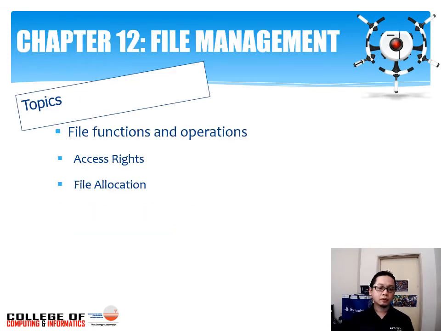For chapter 12, we are going to talk about file management. Basically, files are being used after, let's say, certain data has been processed and we need to store it somewhere to ensure that we can get back to our work whenever we want to do it again, or perhaps we want to save the data that we have processed. So for this chapter, we are going to look at the file function, access rights, and file allocation method.